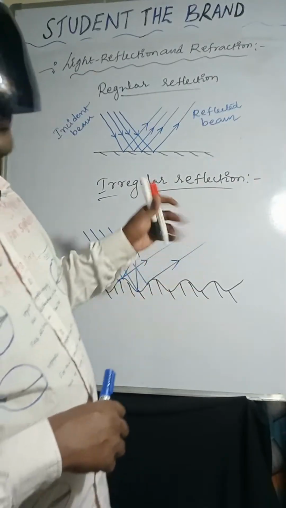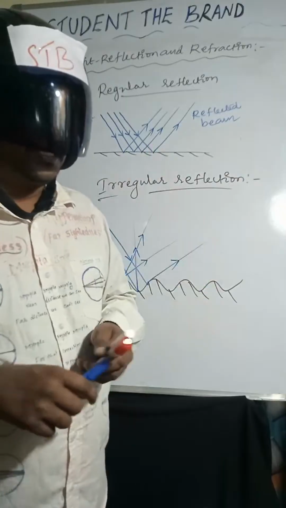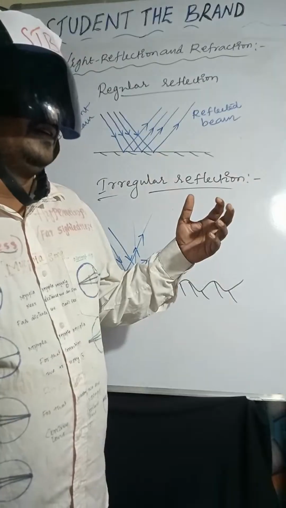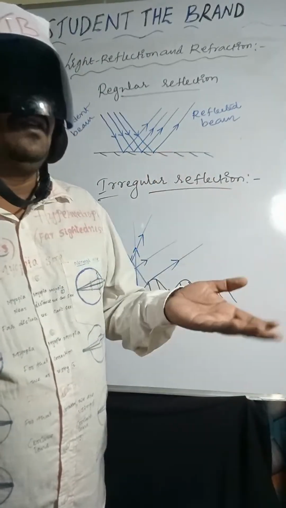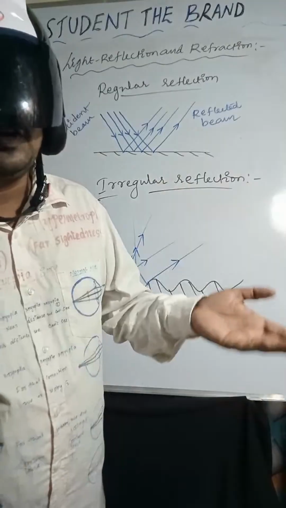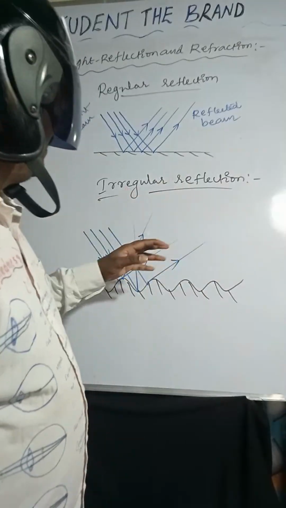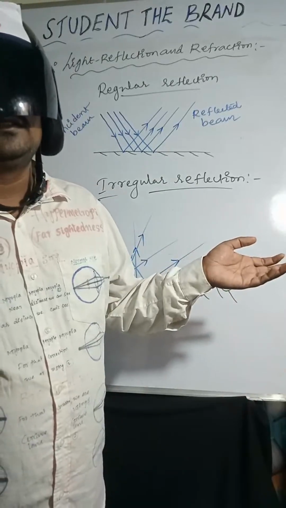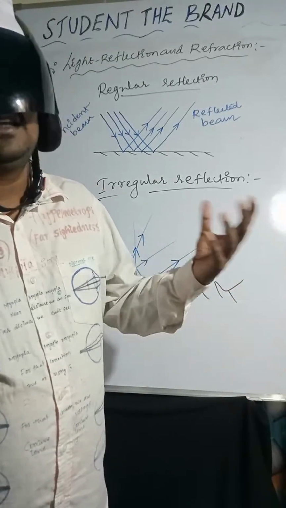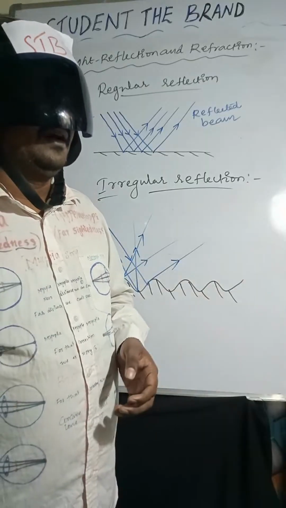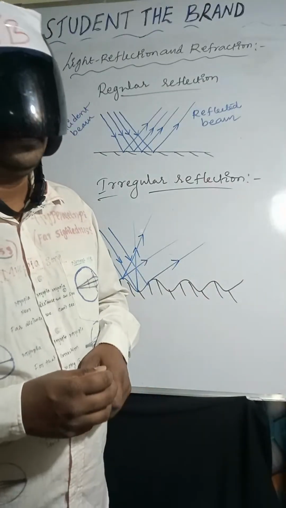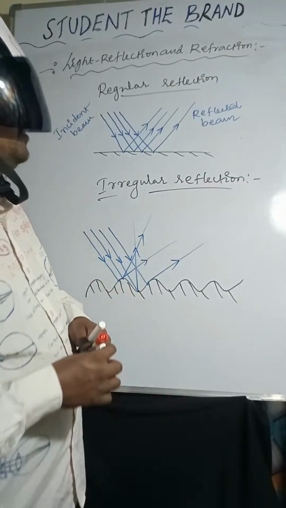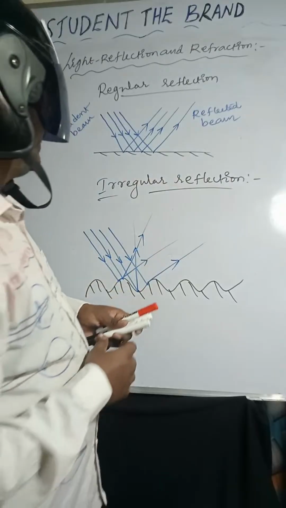Regular reflection takes place on a smooth surface, like still water and a highly polished smooth surface. Irregular reflection takes place on a rough surface. Examples are paper and a wall. So these are the examples of regular reflection and irregular reflection. I hope it is very clear.